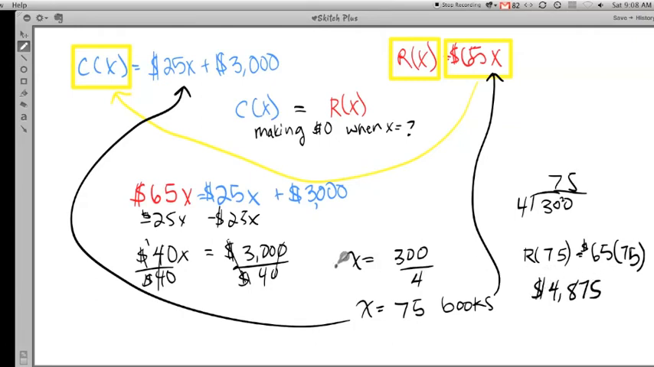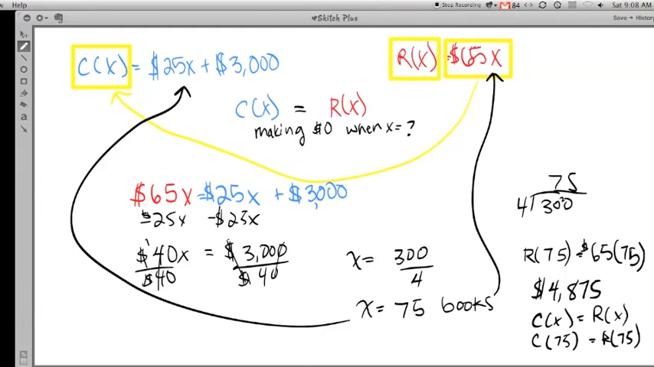I'm not making that amount of money. That's just how much it cost me to produce 75 books and how much revenue I'm receiving. So they're equal to each other, and I'm making $0 at this point. So c of 75, remember, is equal to r of 75 as well. That's the way I calculated it. That's how I used my substitution.